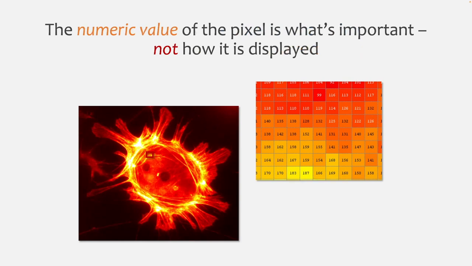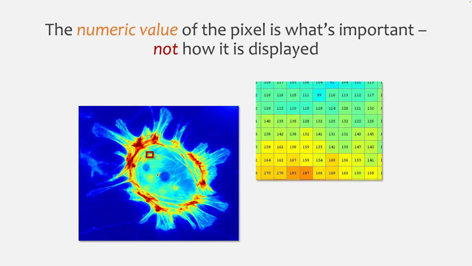And the key thing that's important is the numeric value of the pixels, not actually how it's displayed. And so initially I was using little boxes which are shades of gray, but I could use little boxes which are shades of other colors. And as long as the numbers remain the same, I still have the original data, and then we could still make measurements and inferences from that data.